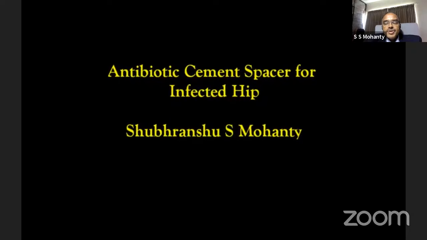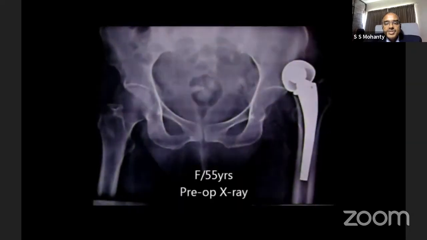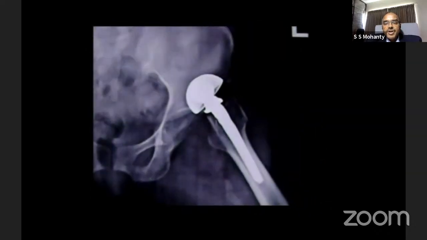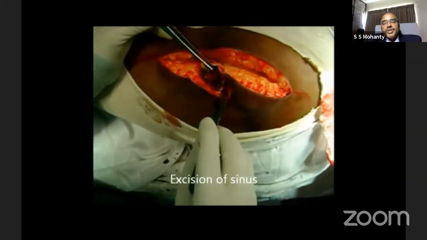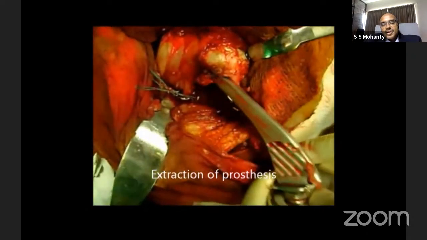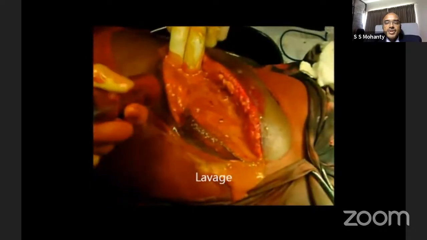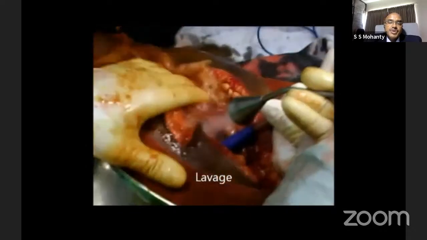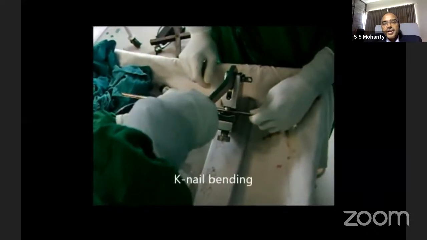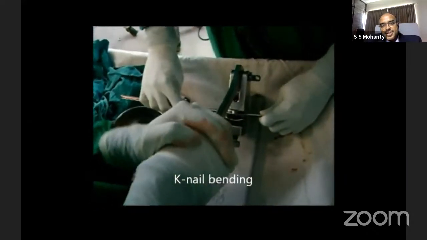This particular patient which I'm showing is a 55-year-old female with an infected, dislocated bipolar arthroplasty. While making the incision, we incorporate the sinus tract in the incision to excise it. Then we extract the prosthesis along with all the cement and foreign bodies, whatever is possible. Do a thorough lavage with hydrogen peroxide, betadine, and antibiotic impregnated normal saline.